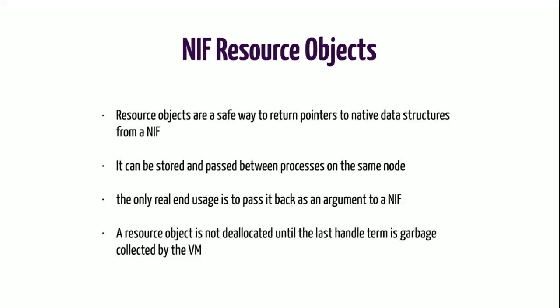This is going to require us to learn about something else, which is pretty cool. It's called a NIF Resource Object. Resource objects are essentially like a safe pointer. It's a safe way to return pointers to native data structures within Rust or C or whatever from a NIF. It can be stored and passed around, even passed from process to process and shared amongst processes. You can make copies of it, so you can have multiple processes having the same resource, which is quite interesting when you think of Erlang with immutability, because now you have this handle to something that you can almost mutate inside.